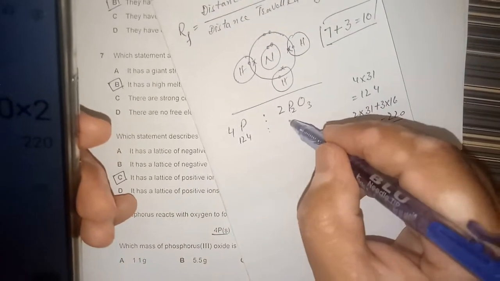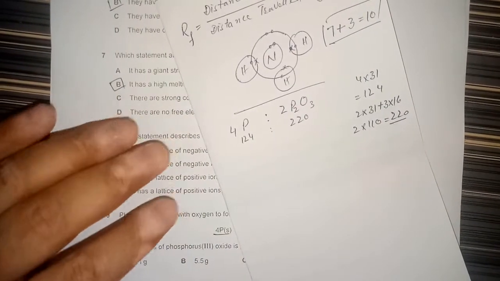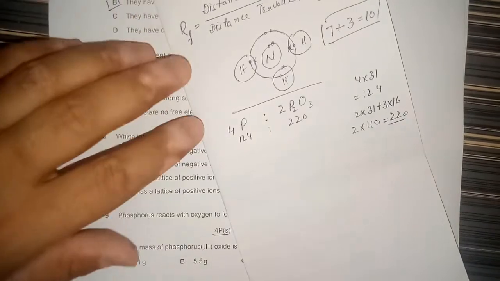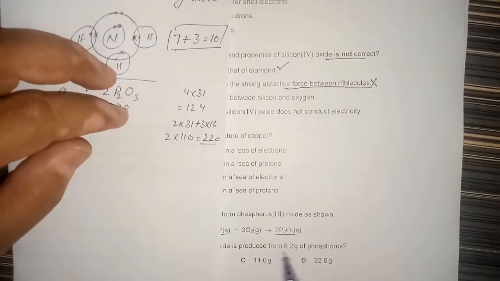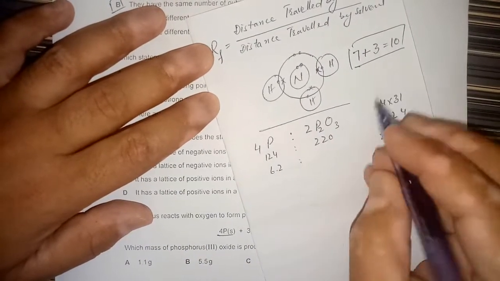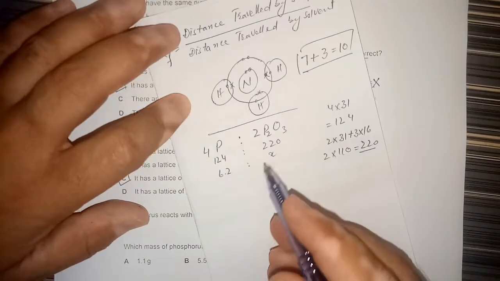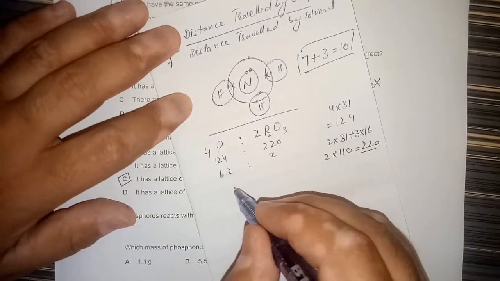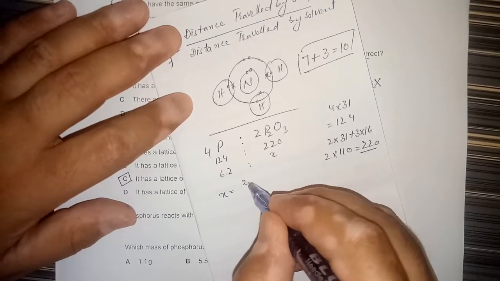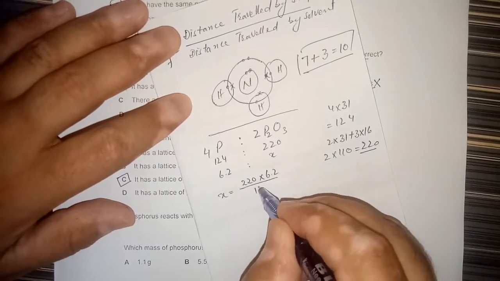So now we can say 124 is involved to produce 220 grams of the phosphorus 3 oxide. If the mass of the phosphorus used is 6.20, what should be the mass of the phosphorus trioxide that can be produced? So it will be 220 times 6.2 over 124.